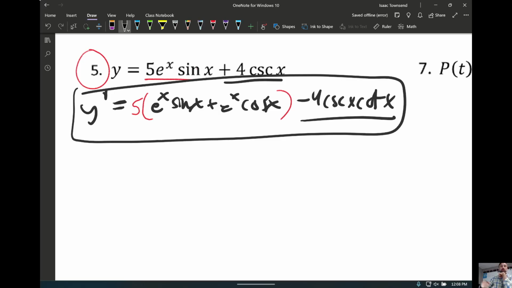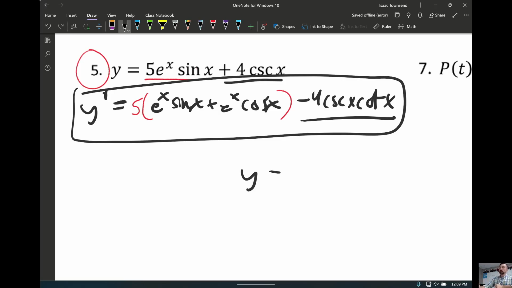Okay, any quick questions about number 5? Any of that you don't know where I got? Yeah. Why did you include the 5? Well, the 5, if you're multiplying this by 5, it's going to make the rate 5 times bigger. So if there's a constant, you can just pull it out front.